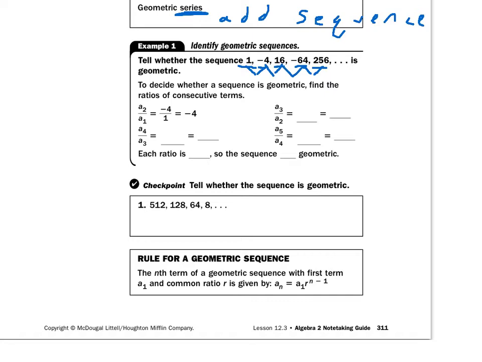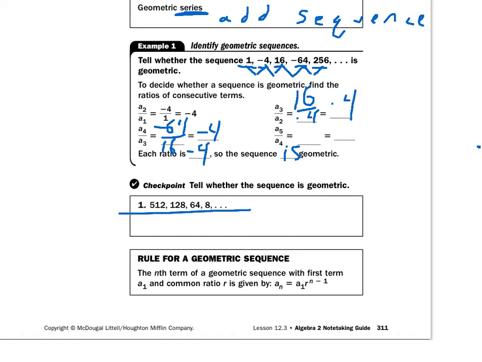So a sub 2 divided by a sub 1, -4 divided by 1, is -4. 16 divided by -4 is -4. -64 divided by 16 is -4. So all of these are -4. The ratio is -4, and it's geometric. You guys go ahead and do this one. Take a moment.